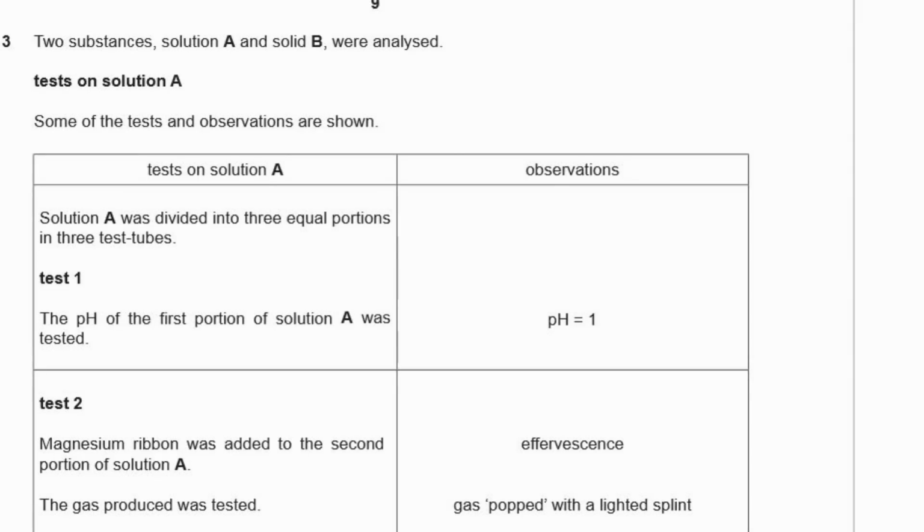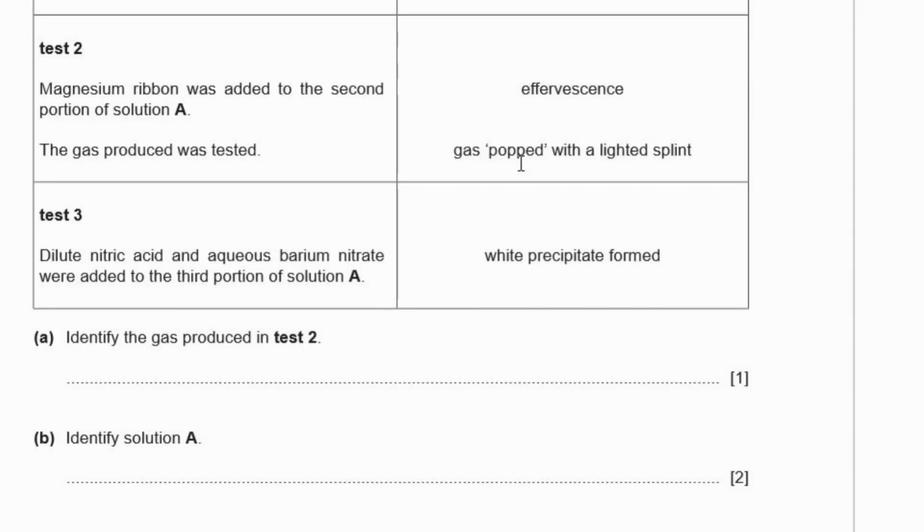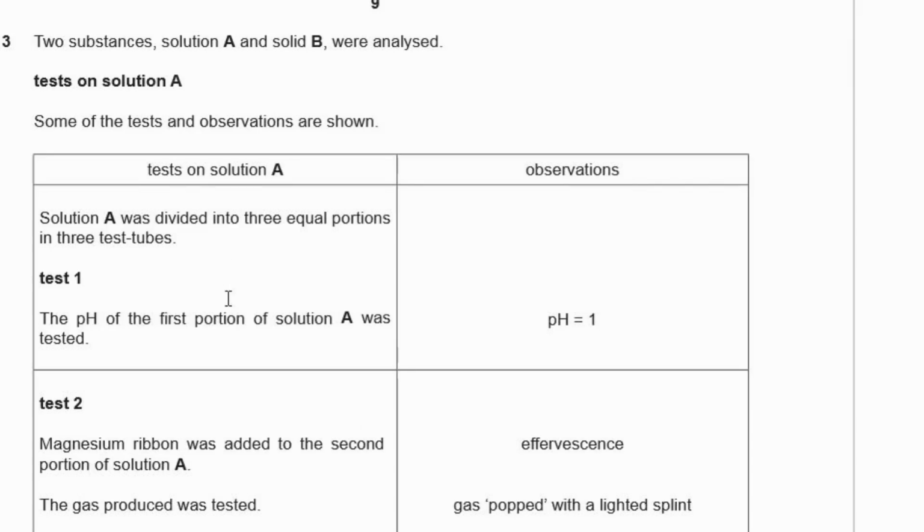2 substances, solution A and solid B, were analyzed. Okay, so the table below shows tests on solution A. It says some of the tests and observations are shown. All right, so if we go down to the question, identify the gas produced in test 2. And then we have to identify what solution A is. Okay, so let's start out.